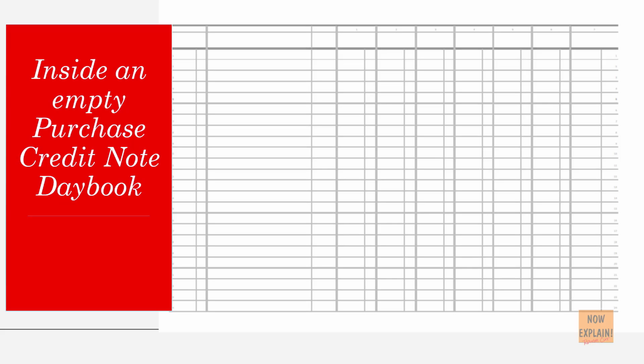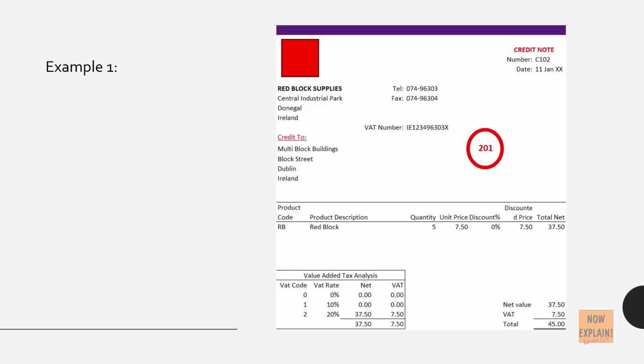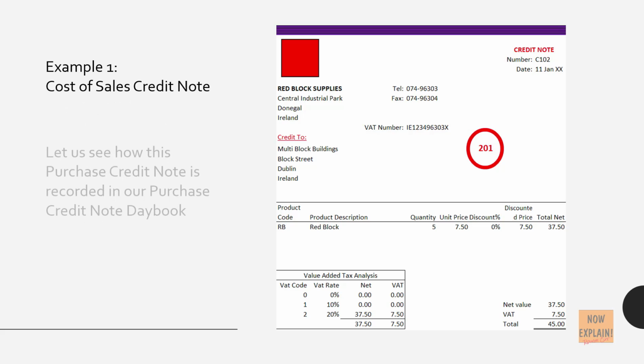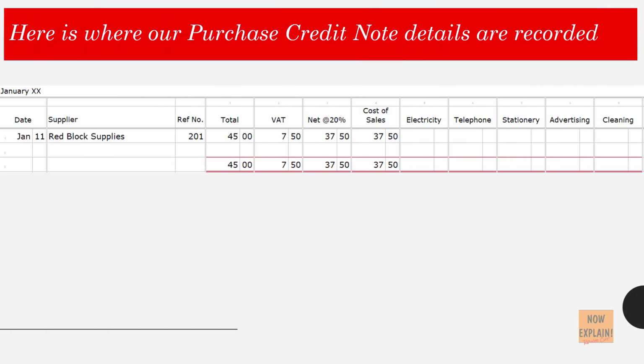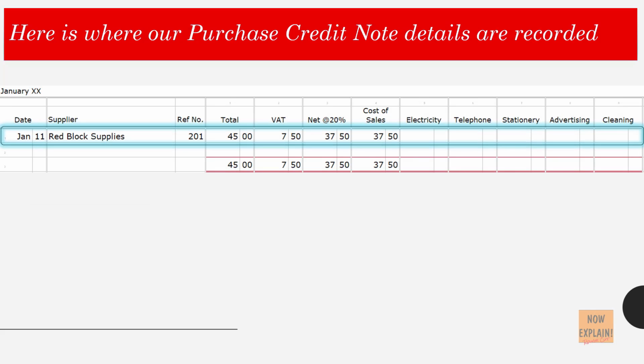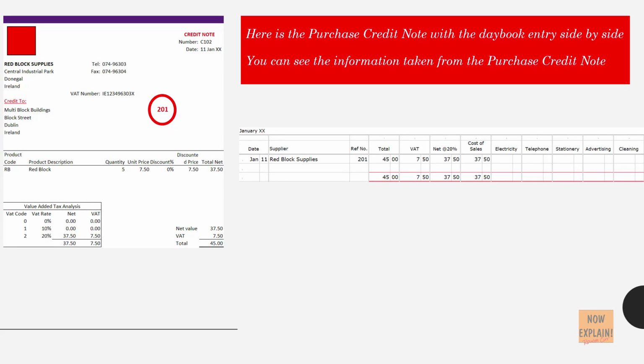So here we are inside an empty Purchase Credit Note Daybook. And here's an example of a Purchase Credit Note Daybook with expenditure analysis. So each of the columns has some analysis title in it, such as electricity, telephone, stationery, advertising, cleaning. So example 1, cost of sales credit note. Let us see how this Purchase Credit Note is recorded in our Purchase Credit Note Daybook. Here's where our Purchase Credit Note details are recorded.